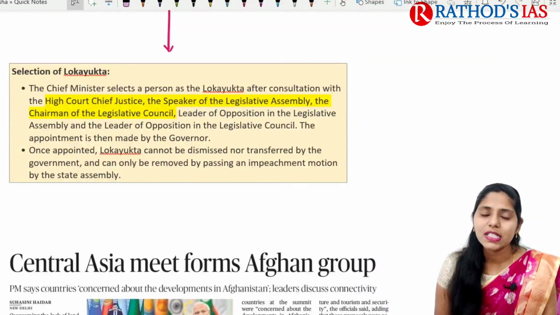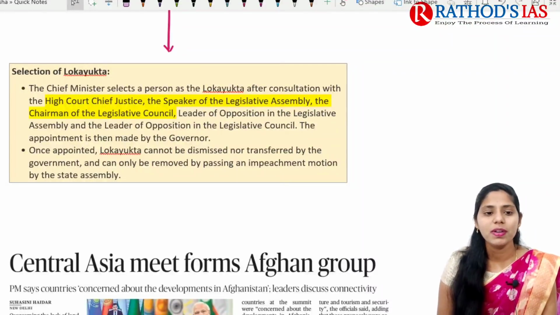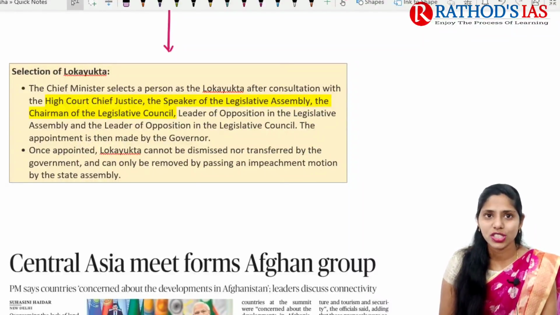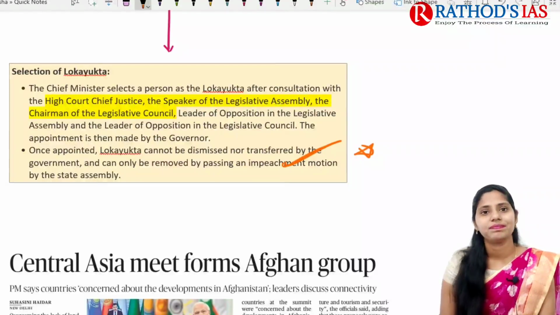So once this person is appointed as Lokayukta, he cannot be dismissed or transferred by the government, and he can only be removed by passing an impeachment motion in the State Assembly. So this is a very, very important prelims fact, and this is about this topic.